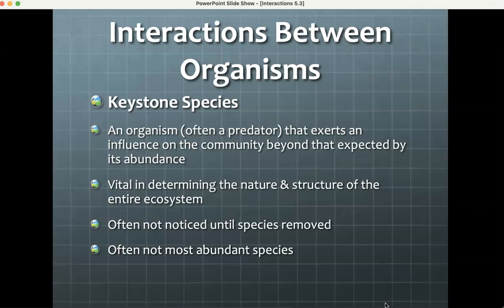So it says, as you can read here, an organism, often a predator, not always, that exerts an influence on the community beyond that expected by its abundance. So it's not an exceptionally common animal by numbers. There's not a whole bunch of them usually. But they play a very vital role for how many of them there are. So they're vital in determining the nature and structure of the entire ecosystem, which often leaves itself unnoticed until, again, the keystone is messed with.